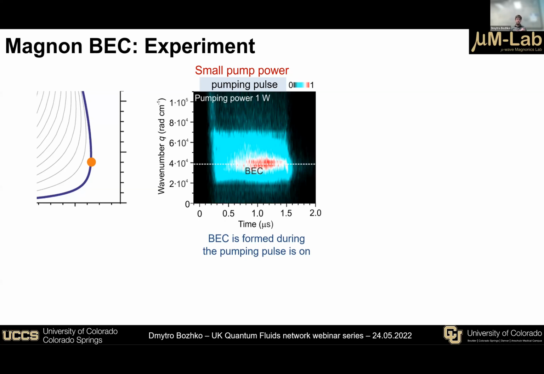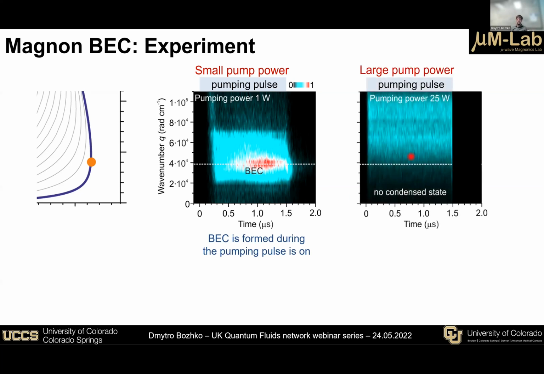Well, we wanted first to get more magnons, so more magnons in the condensate, we increase the pumping. And what we've seen is that at large pump power, it unfortunately doesn't work like that. We don't have any population during the pumping pulse, although we have a lot of magnons in the gaseous phase at high wave vectors, so basically over here. But where do the magnons go? Whether they condense or not?